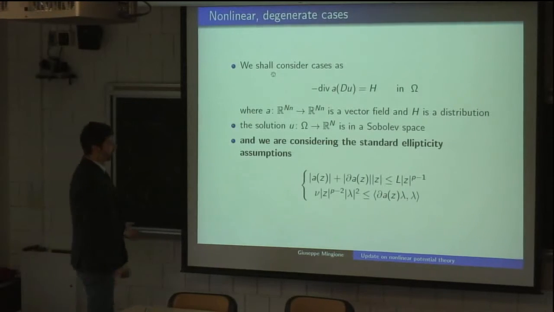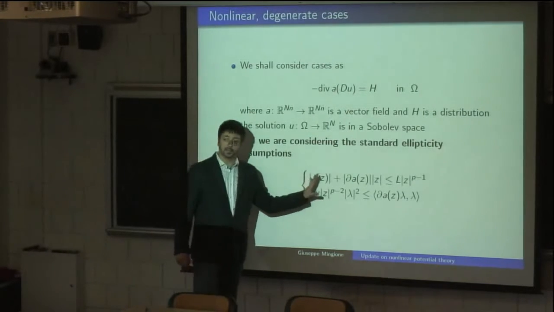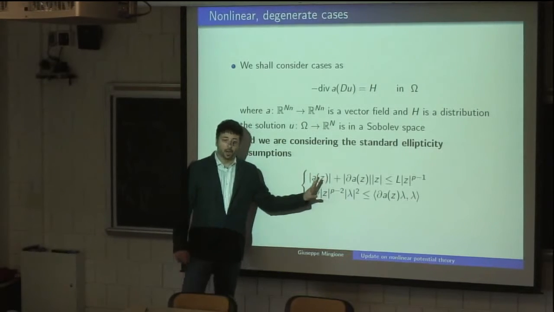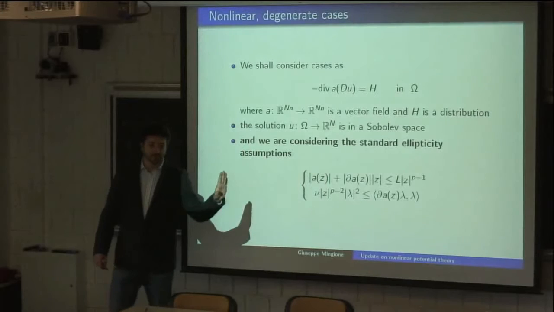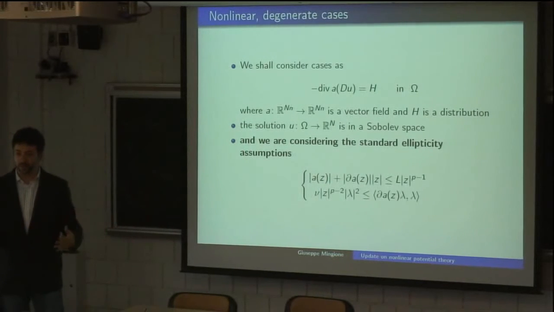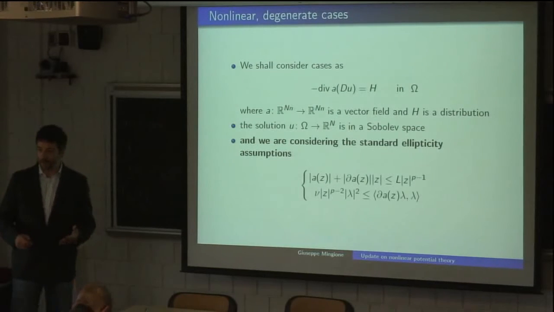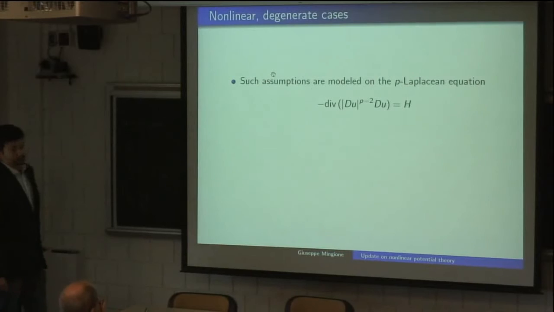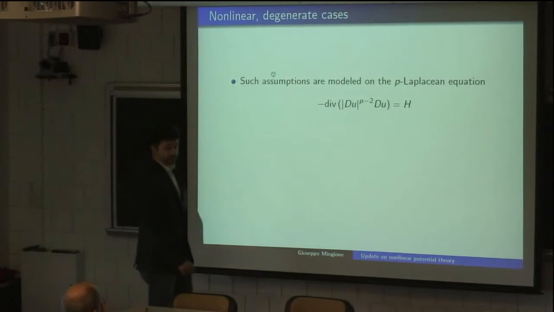The assumptions I'm going to consider are the following. These are classical assumptions since the work of Lanconelli and Serrin from the 60s, because when you consider these assumptions, they are always something that is going to generalize some relevant model example you have in mind. And the relevant model example you have in mind is the one given by the so-called p-Laplacian, when p is larger than 2.